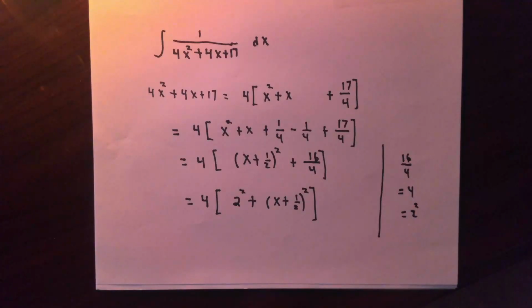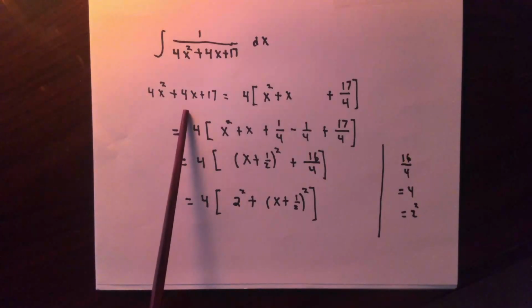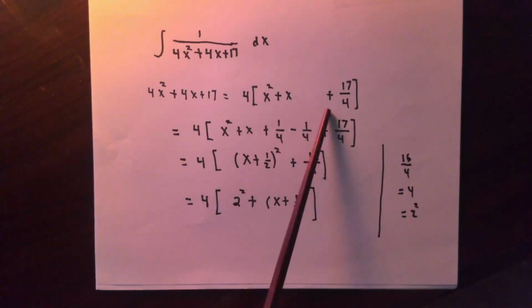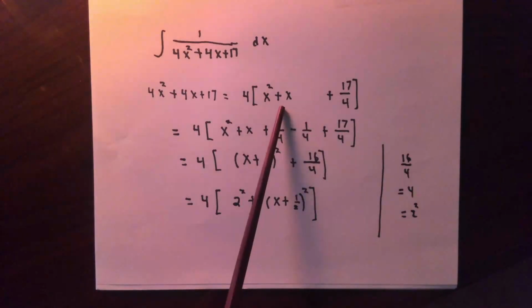There is a philosophical issue about how to deal with the 17. I could write 4x squared plus 4x in parentheses, do my completing the square, and then afterwards deal with the 17. Or I could just deal with it up front, which is what I'm going to do. I'm going to write 4x squared plus 4x plus 17 as 4 multiplied by x squared plus x plus 17 divided by 4.